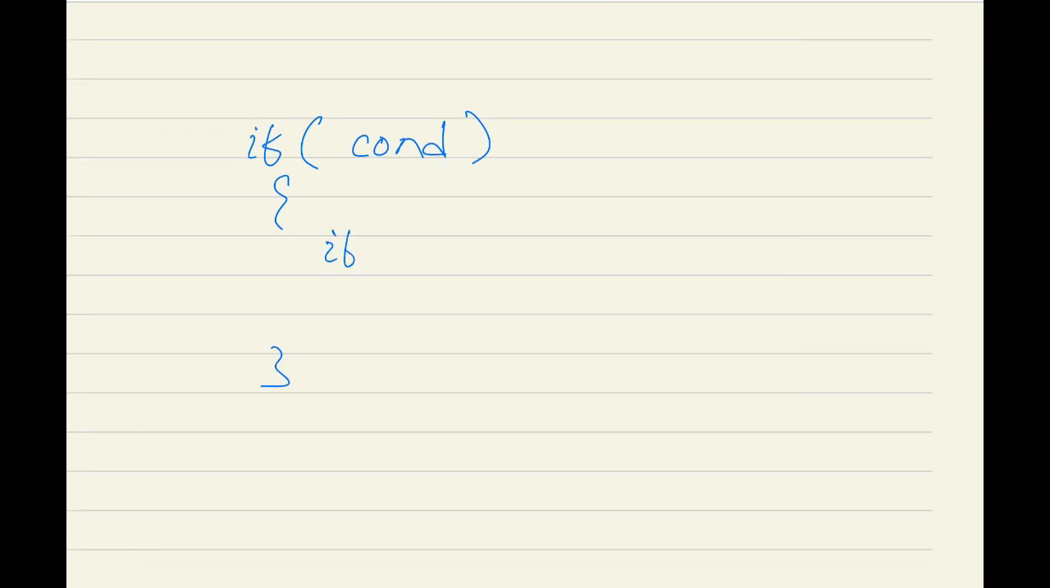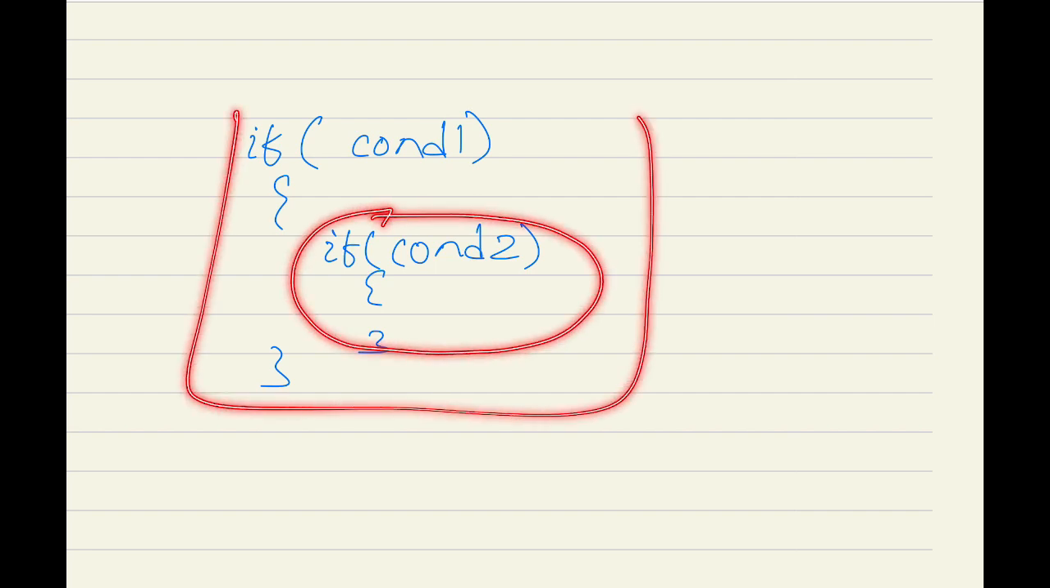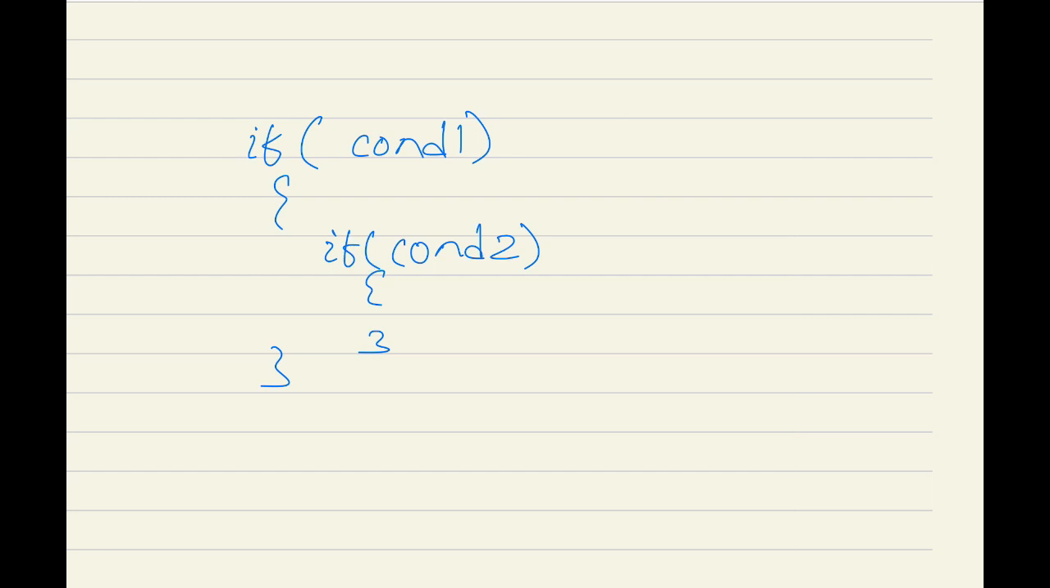If we write one if block, suppose this is the condition, then this is the body. If we write another if here, make this condition 1 and this condition 2, then here is the body of the inner if. So you can observe this if is inside this if, or you can say this is the outer if and this is the inner if. If we write one if block inside another if block, that structure is called nested if.